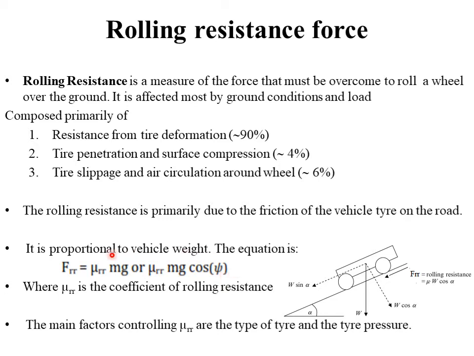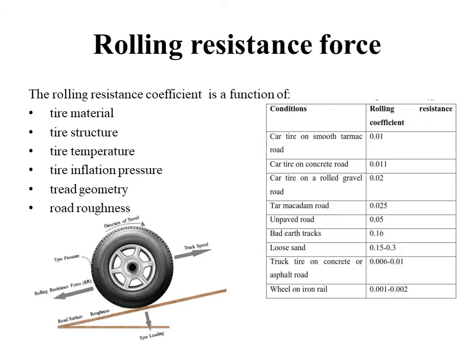So this represents the force due to rolling resistance, and this is a type of opposition force acting against the motion of the vehicle, and the tractive force of the vehicle should overcome this rolling resistance, then only it can move forward. So we have seen that this rolling resistance force FRR is equal to mu RR into mg cos alpha or cos psi.